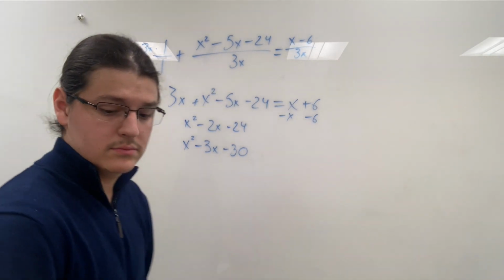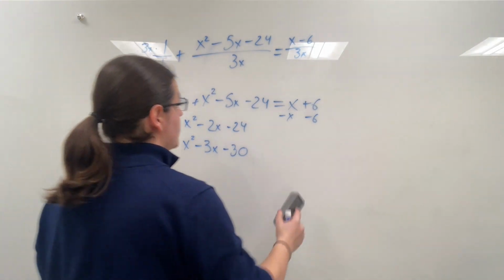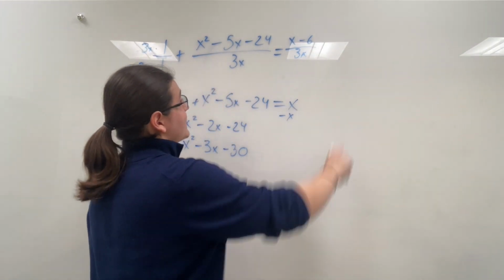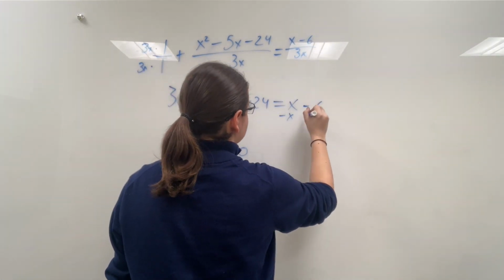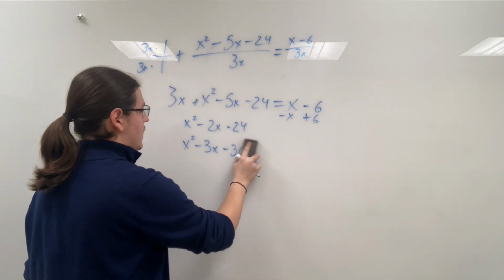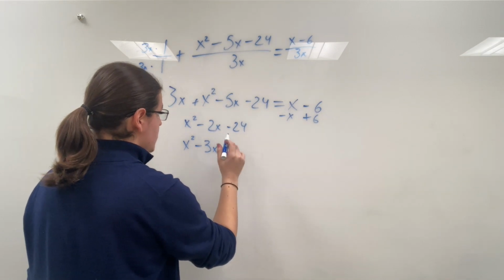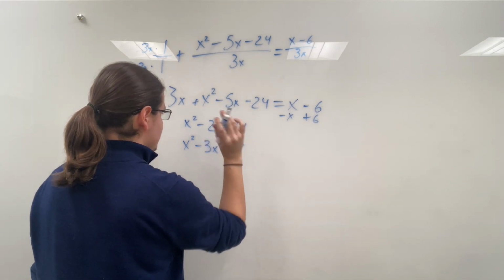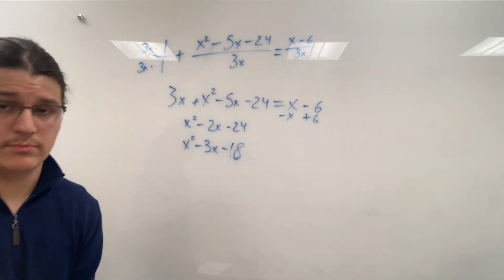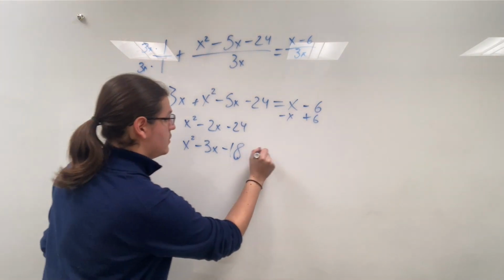Oh, I saw my mistake. I was doing it wrong. X minus 6, x minus 6, so it's plus 6. That's why. So 24 plus 6 is going to be minus 18. Pretty cool. All that equal to 0.